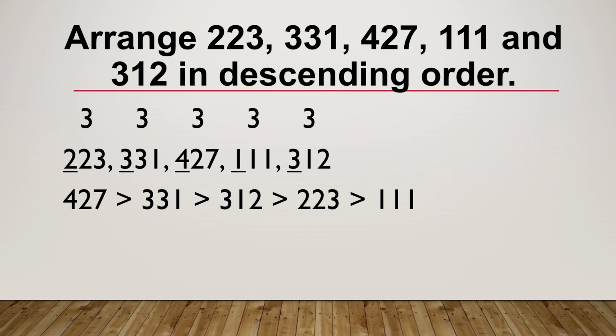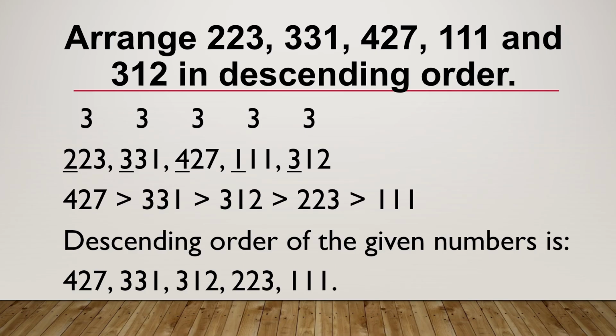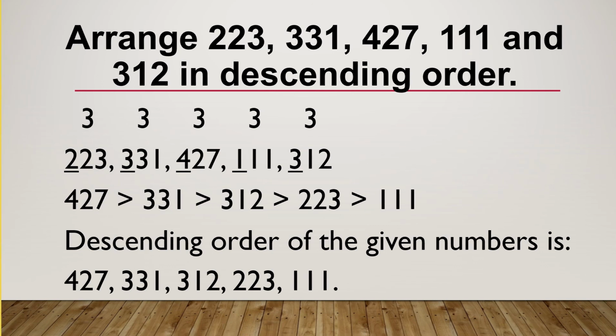That is, 427 is greater than 331. 331 is greater than 312. 312 is greater than 223 and 223 is greater than 111. So descending order of the given numbers is 427, 331, 312, 223 and 111. Understood, children? How to write the ascending and descending order?